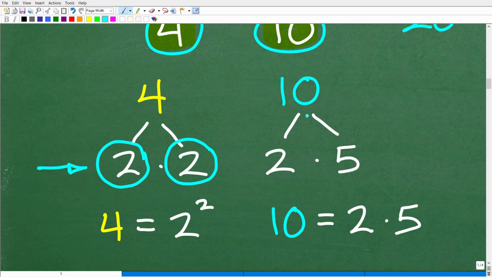How about 10? Well, 10 is 2 times 5. Those are the prime factors. 2 is prime and 5 is prime. We can't factor anymore, so we can express 10 as being equal to the product of 2 and 5.